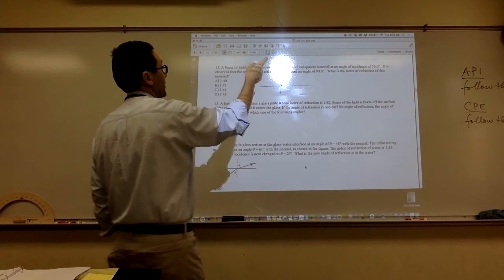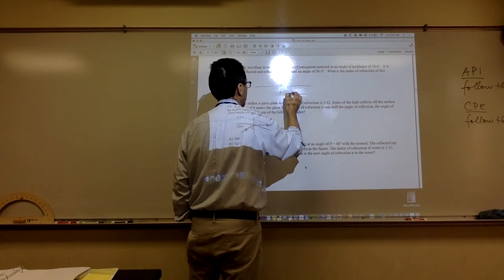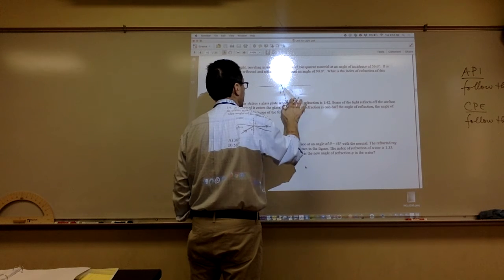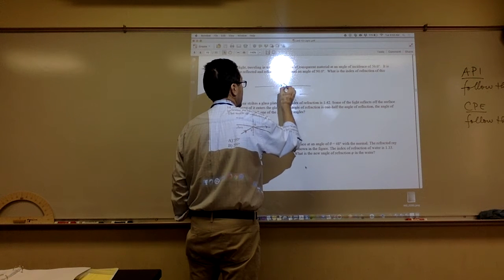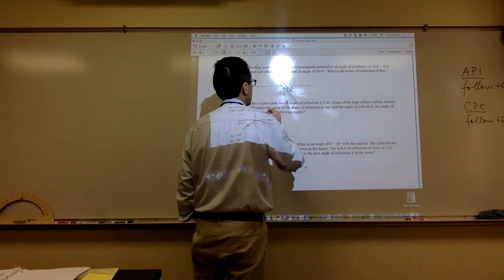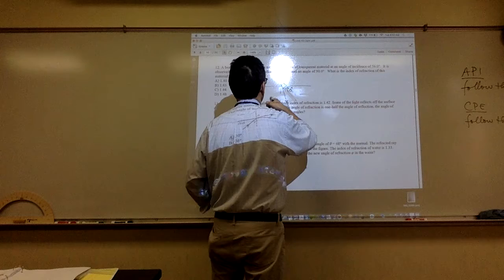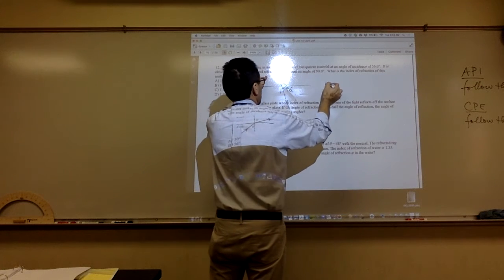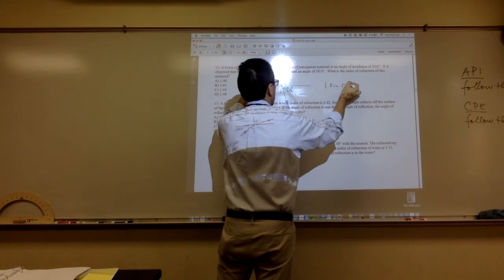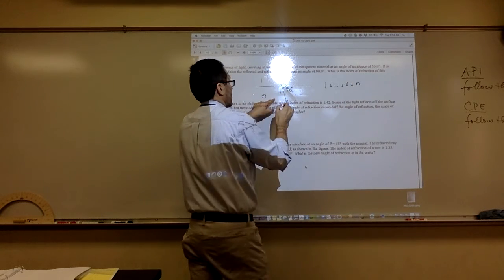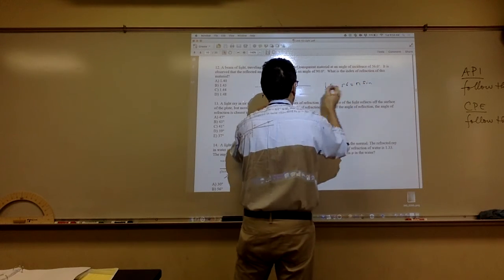You're coming from air and hitting some other material, so instead of continuing straight, you're going to bend. And it's telling me that this angle here is 90. So if I want to find the index of refraction, I have to do, coming from air, 1 sine of 56 equals n for this new material, sine of this angle here.